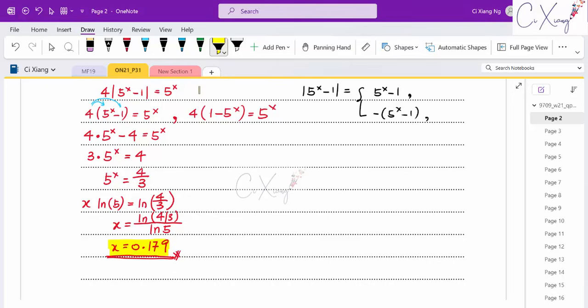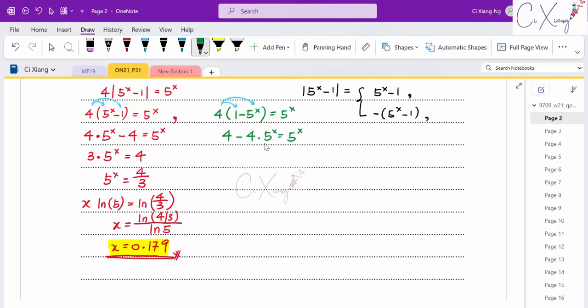Okay, all right, so this is the first answer that I get from the first equation here. And now I want to proceed to the second equation. So for the second equation, maybe I will use the other color to represent it. It's easier for you to have a look. So I'm having 4 and then 1 minus 5 power x equals to 5 power x. Okay, multiply the 4 inside the terms for the bracket. So I will have 4 minus 4 multiply with 5 power x equals to 5 power x.